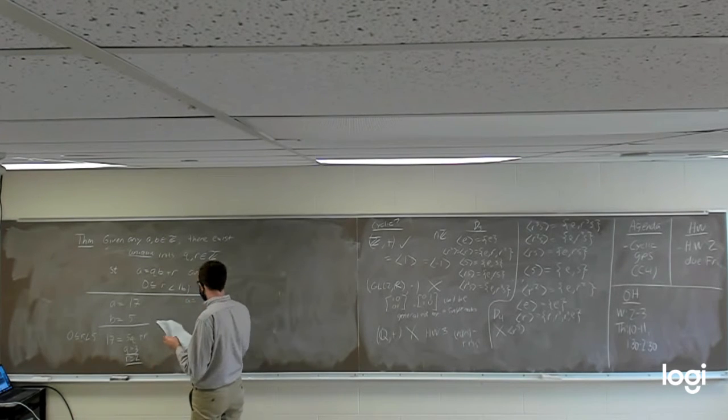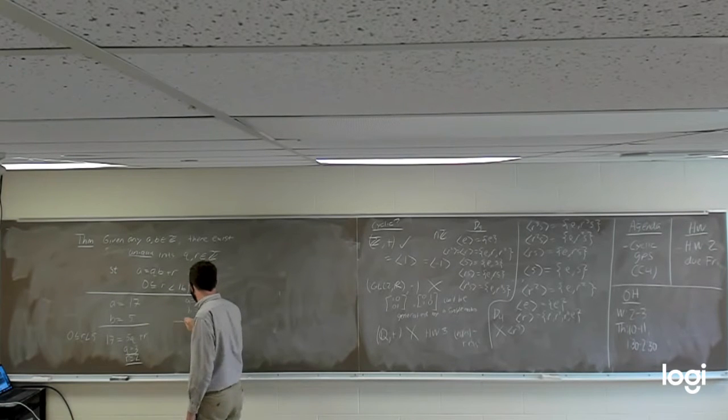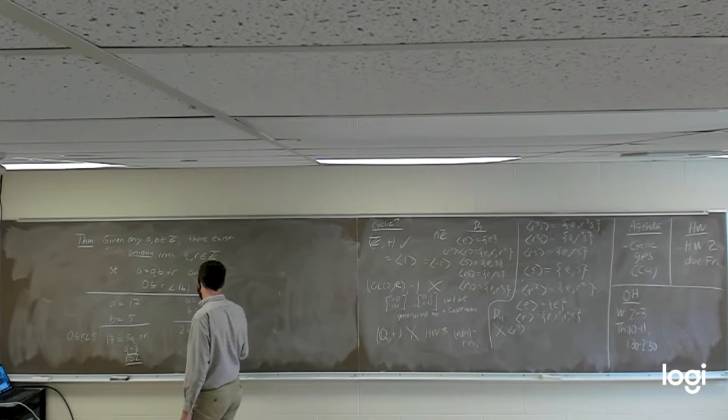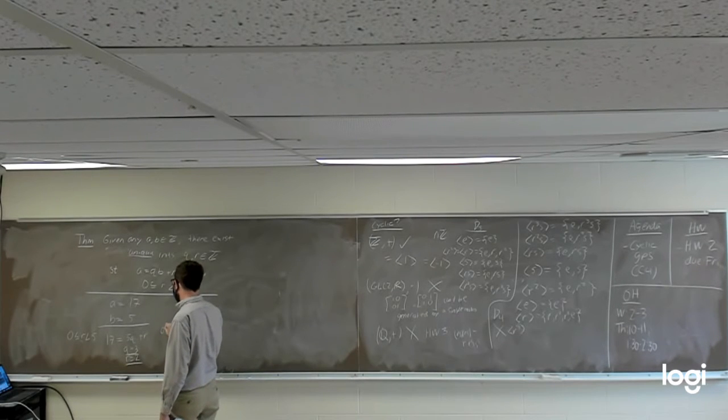How about if a is equal to 2 and b is equal to 7? That would mean we're solving 2 equals 7q plus r. r has to be something between 0 and 7.